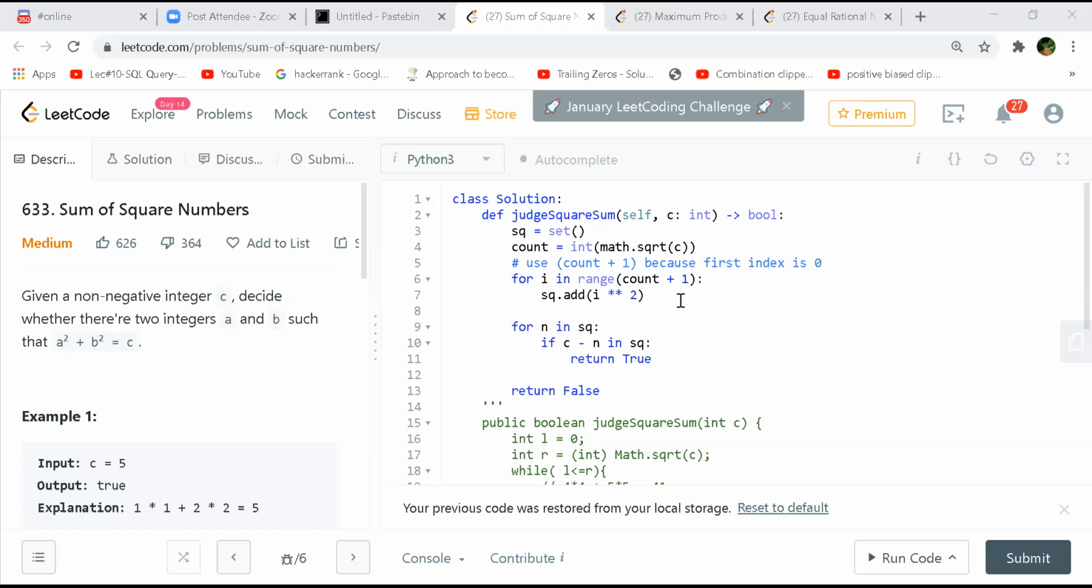Because you're also counting in the root.